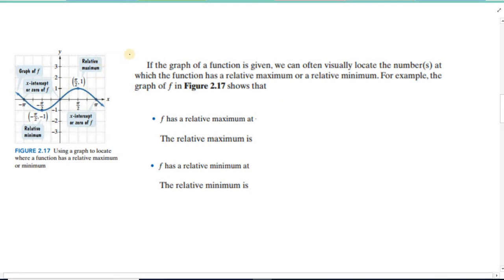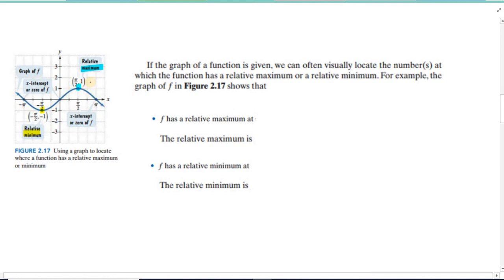All right, so if a graph of a function is given, on the left side, we often visually locate the number at which the function has a relative maximum or relative minimum. For example, in this case, it's really straightforward because it's a graph. This already gave you the relative maximum, and here we have a relative minimum. So we say f has a relative maximum at, so we'll look at this point. This point is (pi over 2, 1). That is our ordered pair.